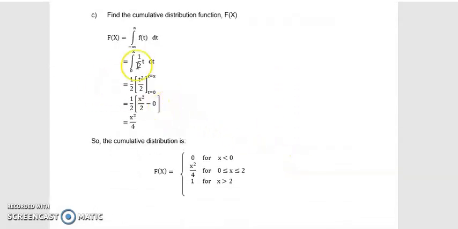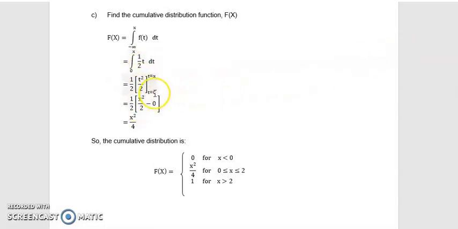Okay, if you look at here, integrate from 0 to x because the lower limit is 0. Half t dt, x replaced by t. Integrate half t, we will get half multiplied by t square over 2. Half is actually a constant, so you can take out the constant. Integrate t, we get t square over 2.